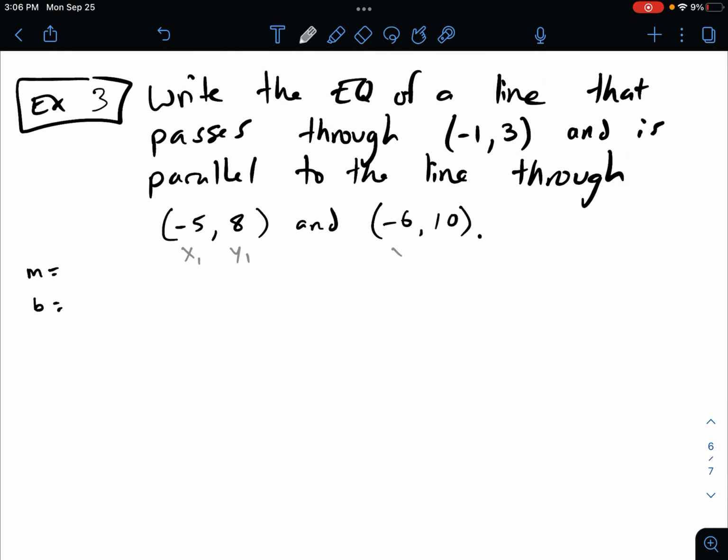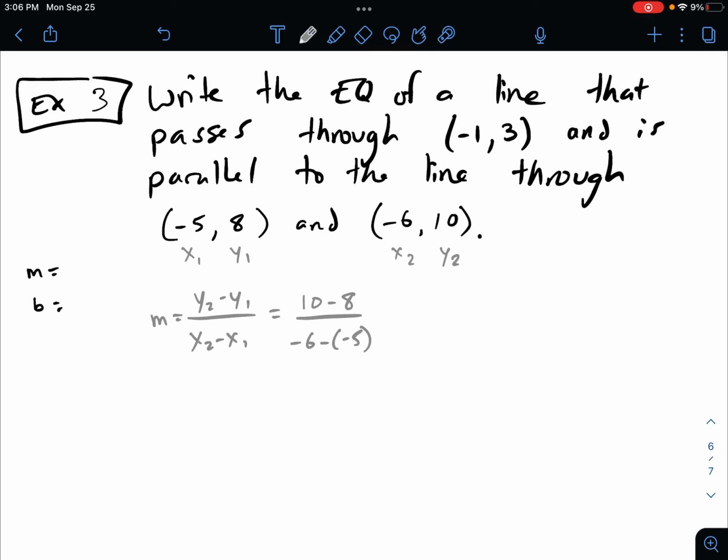All right, so I've got an x1, y1 value and x2, y2 value. So I can go ahead and use my slope formula. So I'm going to take y2 minus y1 over x2 minus x1. That's the slope. And that's going to be 10 minus 8 over negative 6 minus negative 5.